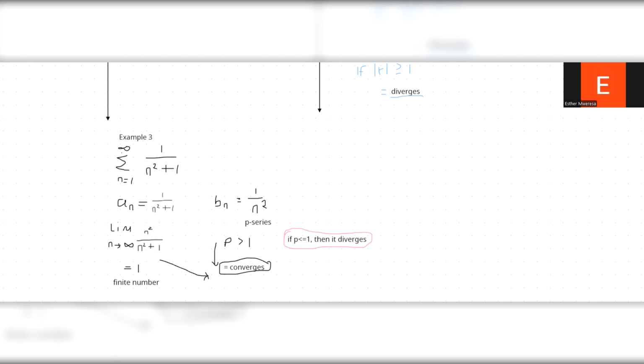And the other metric, the limit as n approaches infinity of series A over B, which is n squared over n squared plus 1. The limit is 1, which is a finite number. And so the two bring us to the conclusion that the series converges. Yeah, that's it.